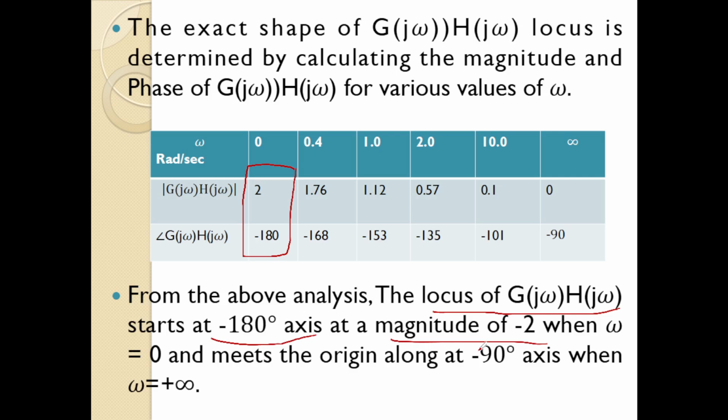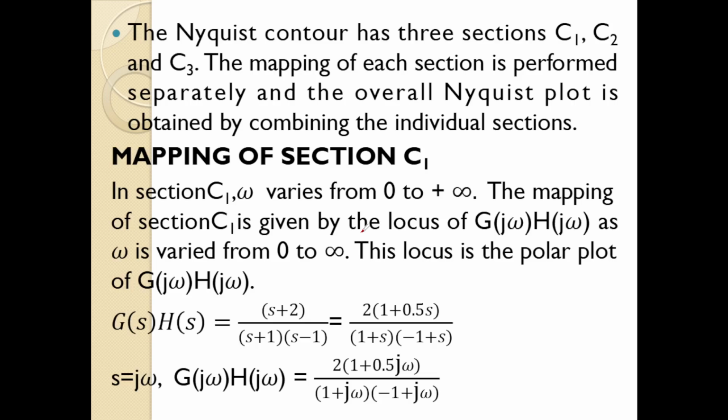Based on whatever values that we have got, now we can map this C1 section of the Nyquist contour. For that, let us first draw the section C1 on the contour as it is. That's what I have done in the next slide.